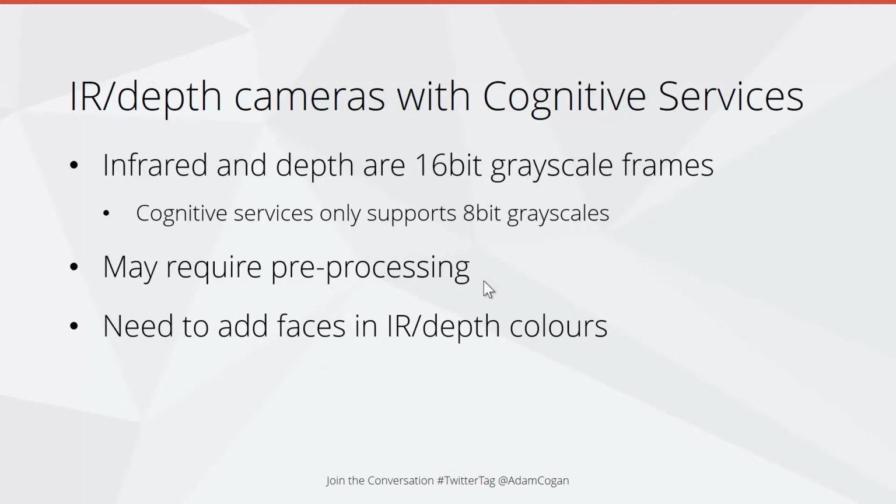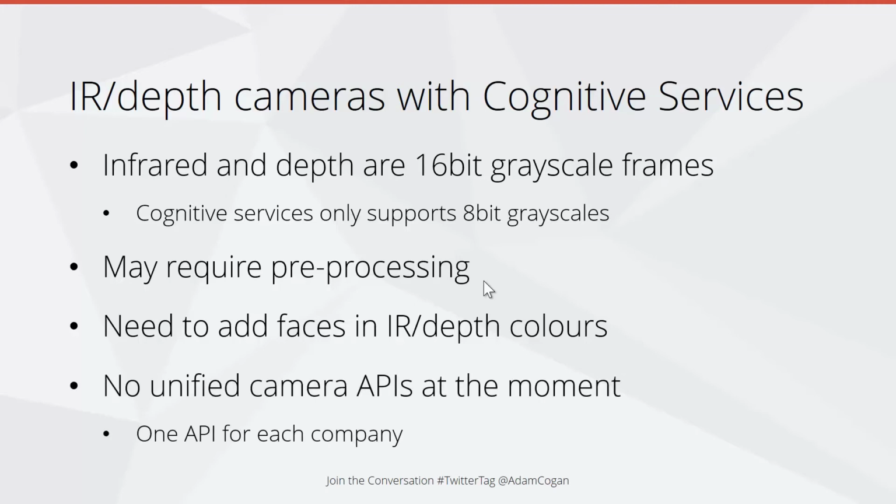And what you need to do is retrain Cognitive Services with those infrared and depth images. You can have multiple streams of images for each person side by side, but you need to do them with those cameras. You cannot just apply a grayscale filter. I tried it, it didn't work. And the other thing is, if you want to use Intel RealSense and Kinect sensors, be prepared to implement two different APIs. Unfortunately, there's no unified camera API to access the infrared and depth streams.